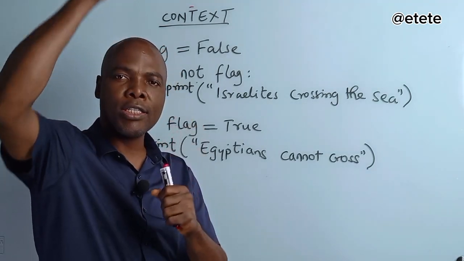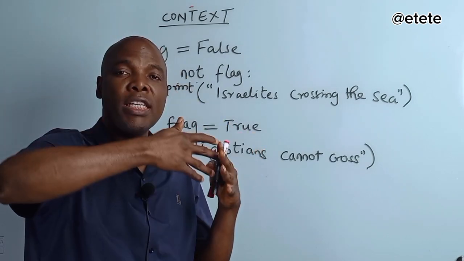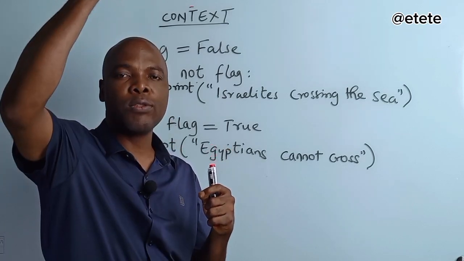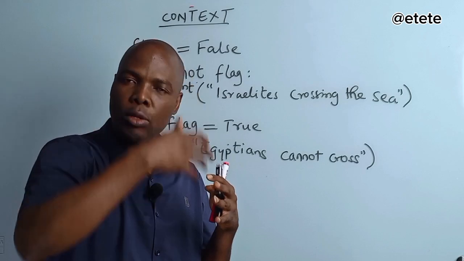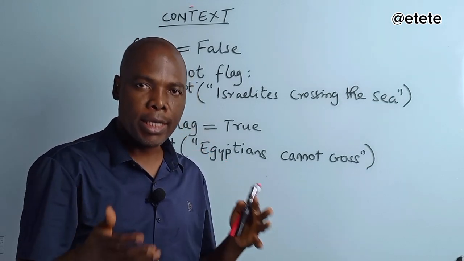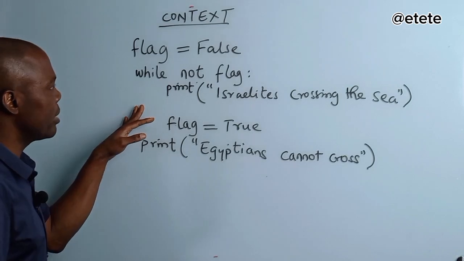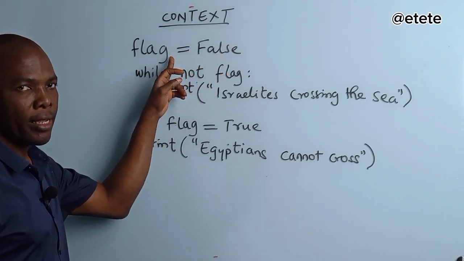When the flag changes to what? So the gatekeeper will wait. Once the Israelites finish crossing, the gatekeeper will change the flag to what? To true. Once the flag is true, nobody can cross the sea again. That is the simple script that I've just written. So let's explain it. Flag, assign false to flag, right?